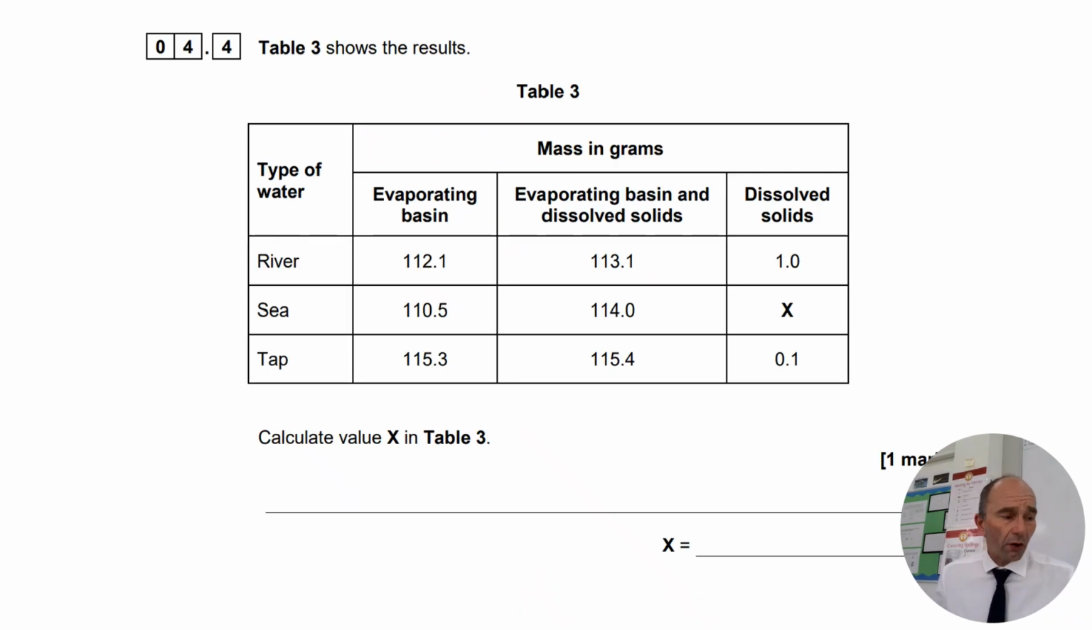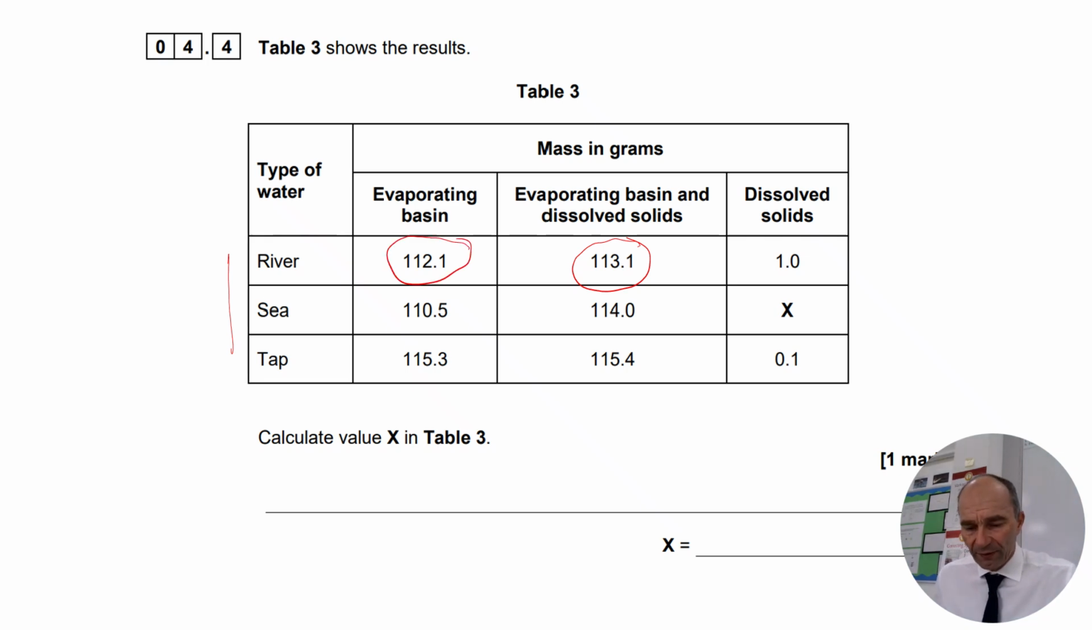Question 4.4, we've got a little bit of maths to have a go at. So we've got some results. So we've got 3 different types of water. We've got the mass of the evaporating basin at the start, and then you've got the evaporating basin with the dissolved solids. So that's after we've evaporated the water. To get the mass of the dissolved solids, you need to take that number away from that number, and that's where they get the 1.0 from.